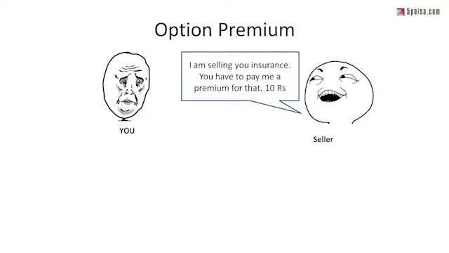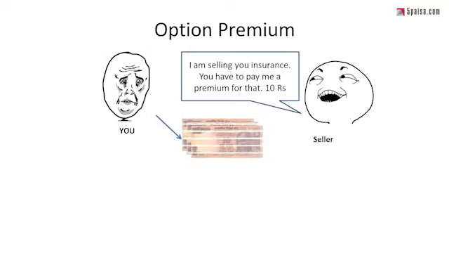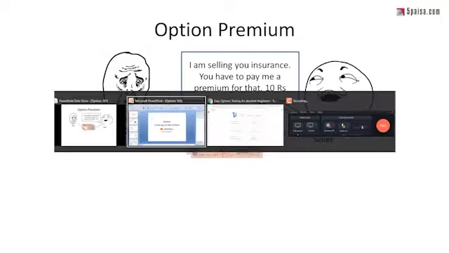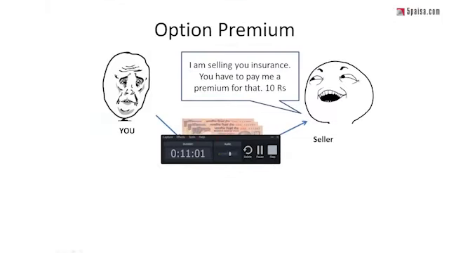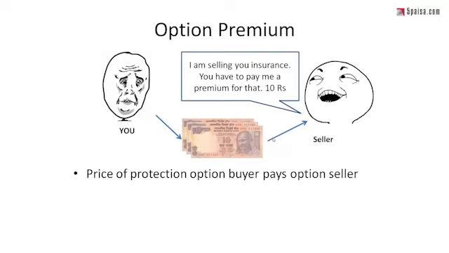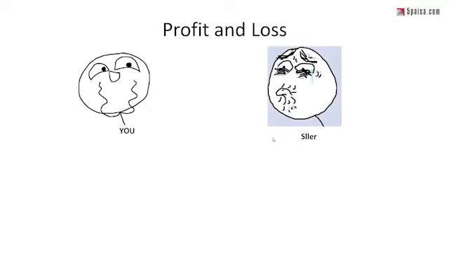So the option seller says, I am selling you insurance, you have to pay me a premium for that. Just like insurance premium, option price is also called premium because it is a sort of insurance itself, right? So you pay money to the seller. The seller takes money upfront from you for option selling, exactly like LIC takes money upfront from you. This is actually the price of protection the option buyer pays the seller, and this is paid in the beginning, just like insurance premium.